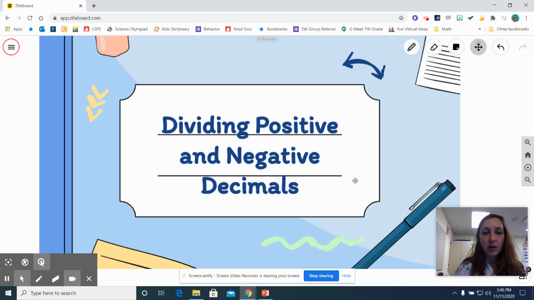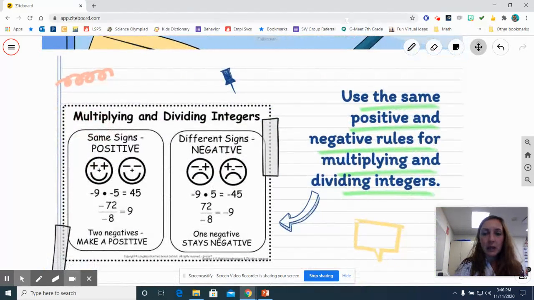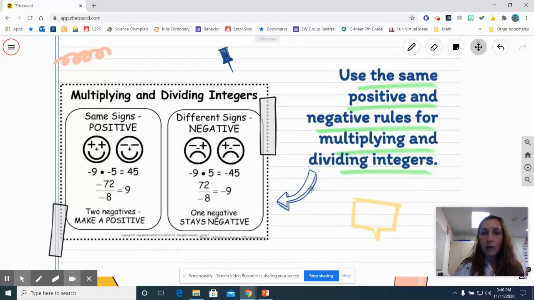Hi everyone, this video is going to go over how to multiply and divide positive and negative decimals. So the nice thing is you actually already know how to do both of the things that you'll need to put together in order to be able to multiply and divide decimal numbers. The first thing is knowing whether or not your answer is going to be positive or negative.